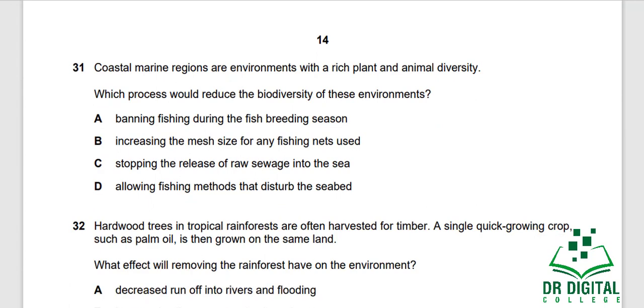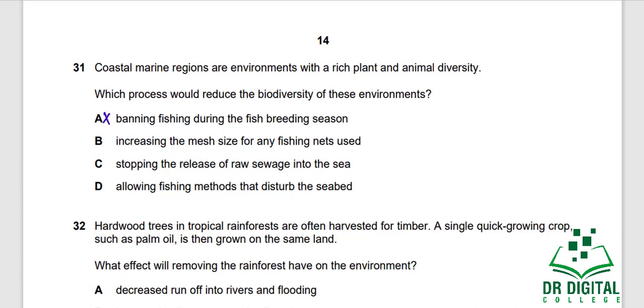In question 31, coastal marine regions are environments with a rich plant and animal diversity. Okay, which process would reduce the biodiversity of these environments? Banning fishing during the fish breeding seasons, it will not reduce biodiversity, it will increase biodiversity. So this is wrong. Increasing the mesh size for any fishing nets used. You know that when you increase the mesh size, then only large size fish will be caught. So it will increase biodiversity.